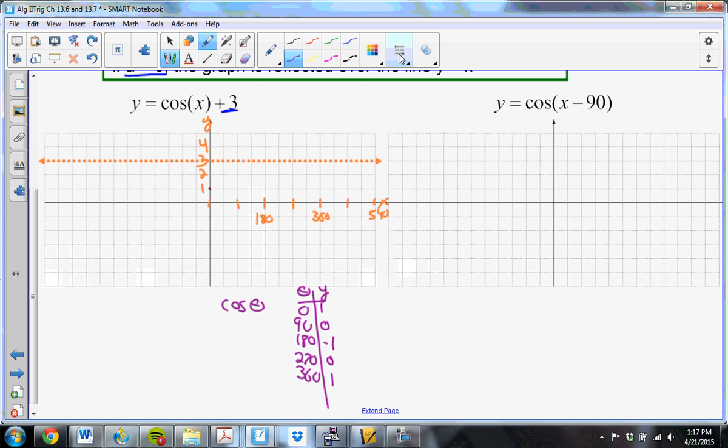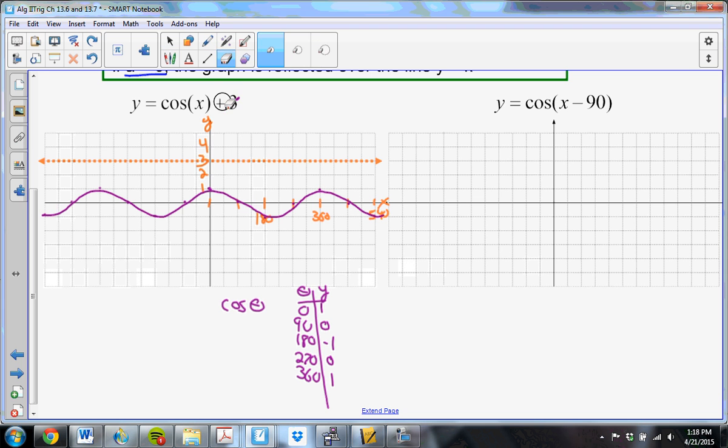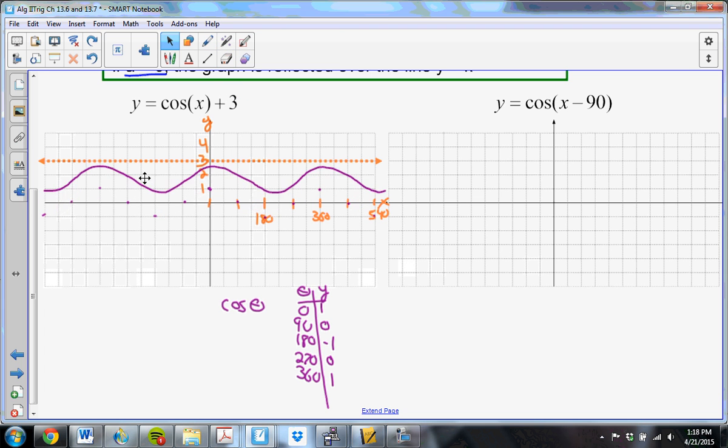Cosine's going to go high, middle, high, middle, low. So high, middle, high, middle, low. And it makes this wave. Well, that was plain old cosine without the plus 3. That was assuming we had cosine without the plus 3. If we tack back on that plus 3, the graph is going to move up 3 units. It was here, now it's here. The plus 3 just translates it up 3.